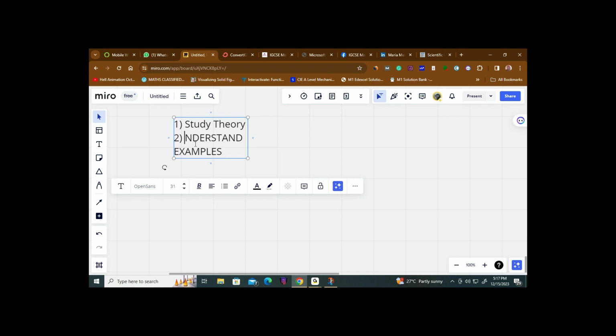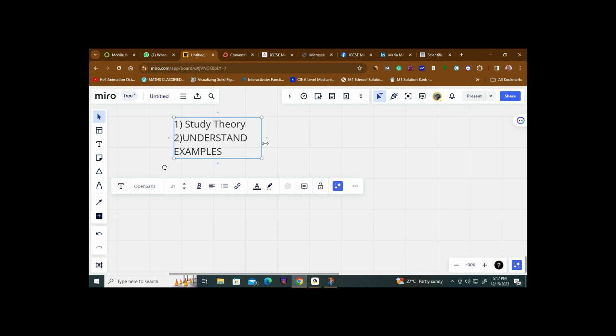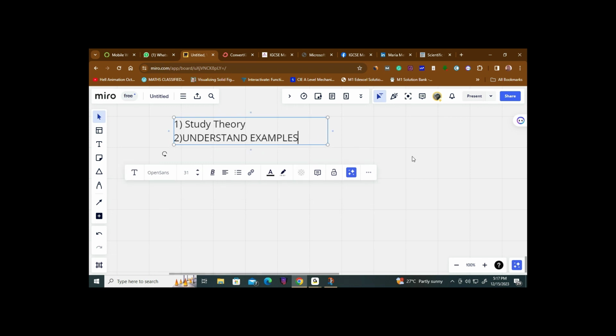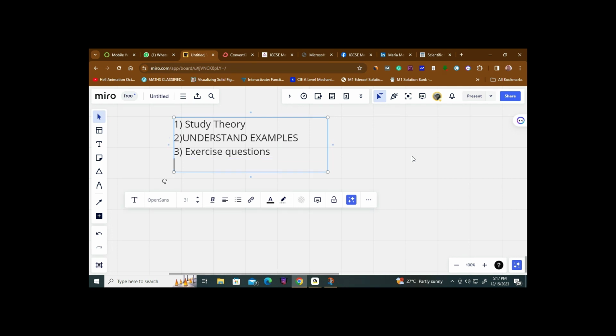After that, once you see that you have well understood the concept, the formulas, when to apply what, and you have understood the examples, then you move to your exercise questions. Try to solve the exercise questions. Once you have handled all the exercise questions and completed the assignments, at the end you are going to move to the past papers. This is something that you are going to do at the end.